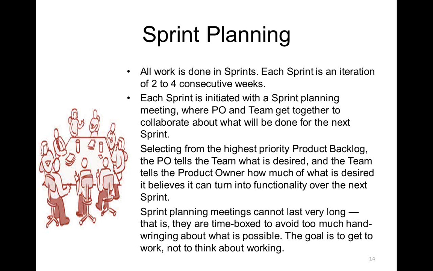So what the team is doing is looking at the backlog, understanding that backlog by discussing with the product owner, and once they understand those stories, they estimate how much time each story will take. Depending on that time and effort estimation, they decide how many stories they can commit to in the next sprint. And that's how the team commits to the product owner how much of whatever is desired can be delivered over the next sprint. Now this sprint planning meeting cannot last very long, it has to be quick.